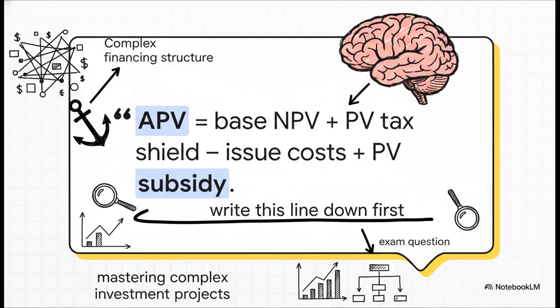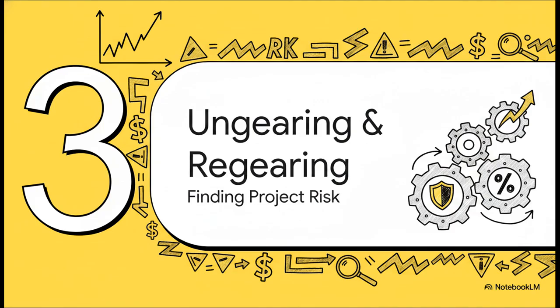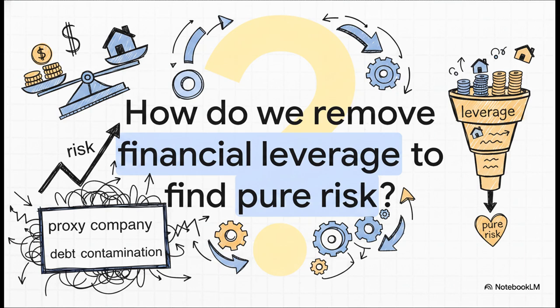It will literally guide you through the chaos, ensuring you don't miss a single crucial component of the calculation. Which brings us to Section 3, Ungearing and Regearing Beta. So, with our base project established, we now need to adjust for the specific risk of the industry to find our discount rate. But here's the million-dollar question. How do we actually remove the effect of financial leverage to find the pure risk of an asset?